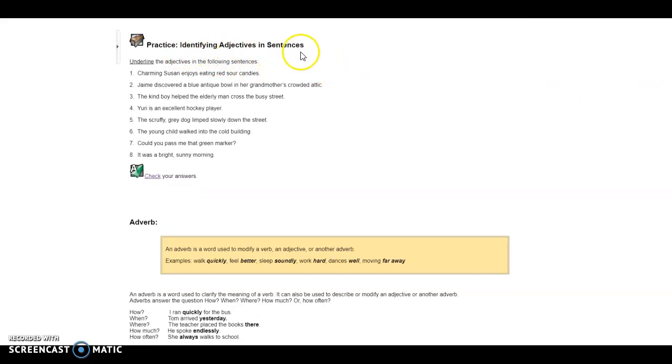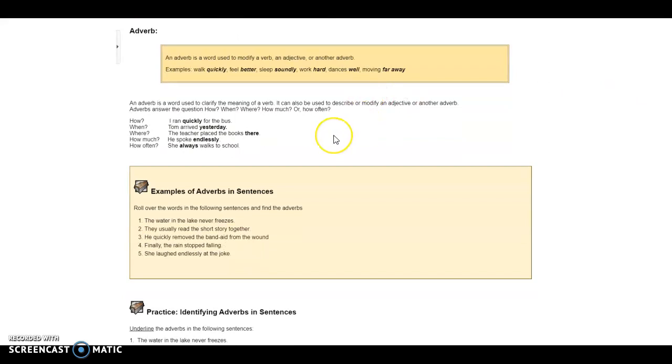You'll have to identify adjectives in sentences, and as we've done in previous activities, you'll be asked to underline the adjectives. You're going to go through these 8 sentences and underline all the adjectives you can find. And as always, you can click here to check your answers.